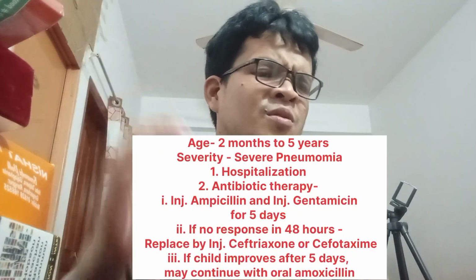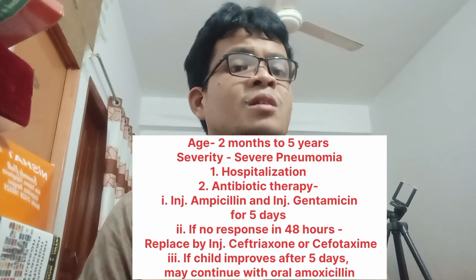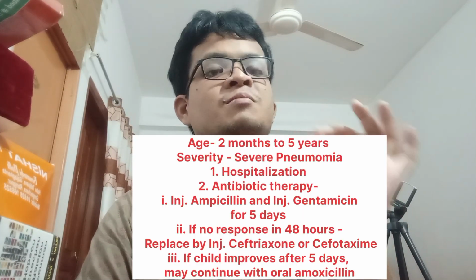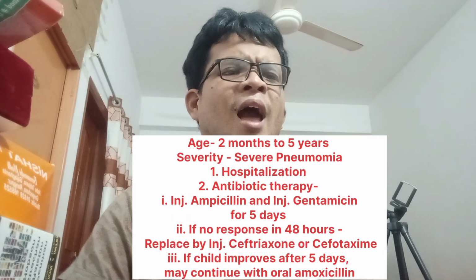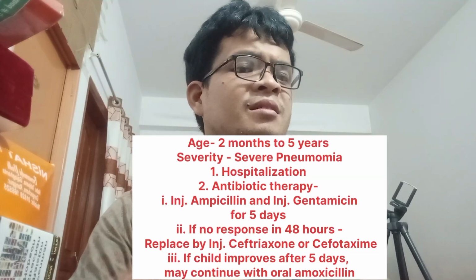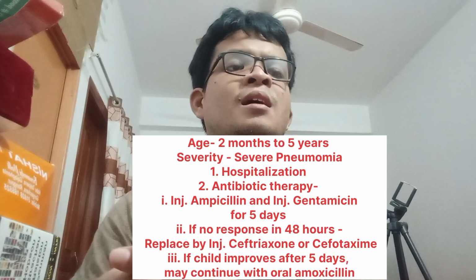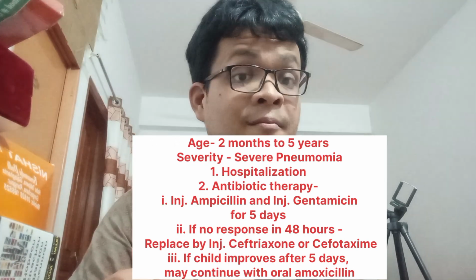And there is a different treatment protocol for severe pneumonia. For severe pneumonia in children from 2 months to 5 years, number one, the child must be hospitalized, and in the hospital antibiotic therapy will be given. The common antibiotic therapy is 2 injections given for 5 days: injection ampicillin and injection gentamicin.